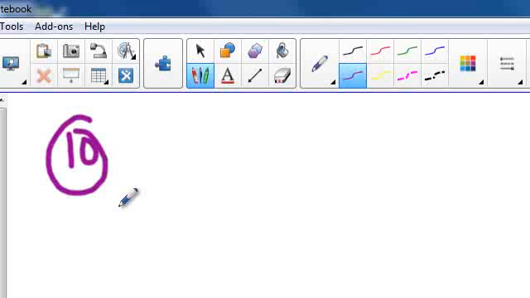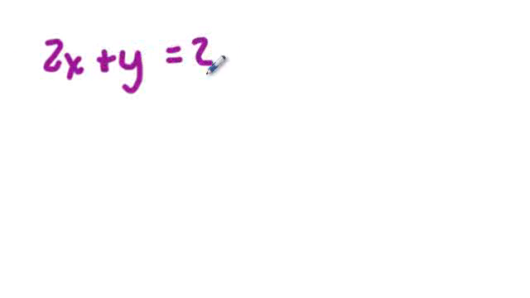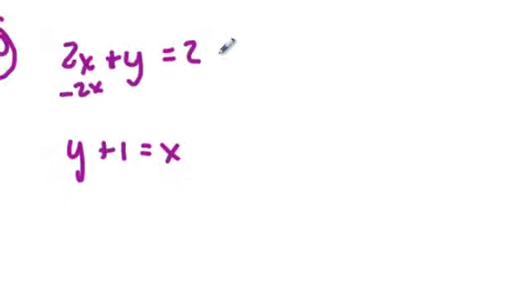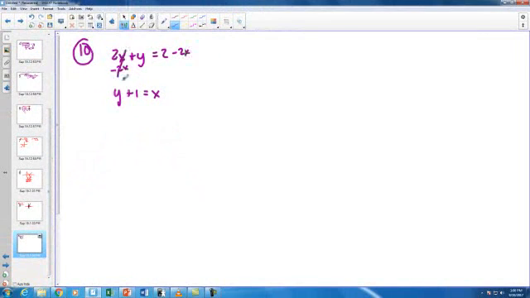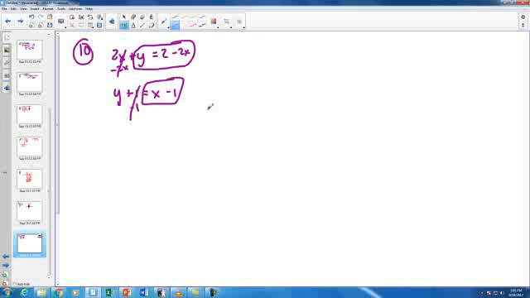Similar type of an approach. 2x plus y equals 2, and y plus 1 equals x. So the problem with graphing these in the calculator is that they're not in y equals form, so I have to make that happen. I'm going to minus 2x, minus 2x. Y is now alone, right? Right here I can graph that, and here I'd have to minus 1 from both sides. And so now I have y equals x minus 1.